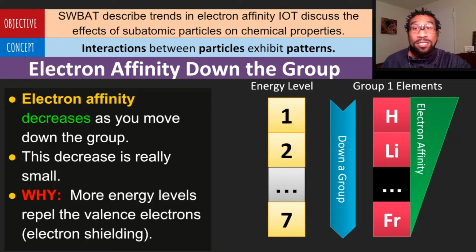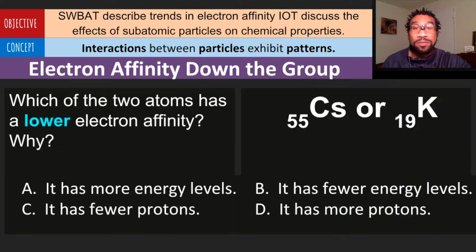All right. So let's dive right into the next example. Which of the two atoms has a lower electron affinity? Is it cesium with an atomic number of 55 or potassium with an atomic number of 19? Which one would you choose? Now, if it were me again, I would definitely choose cesium. So why cesium over potassium?